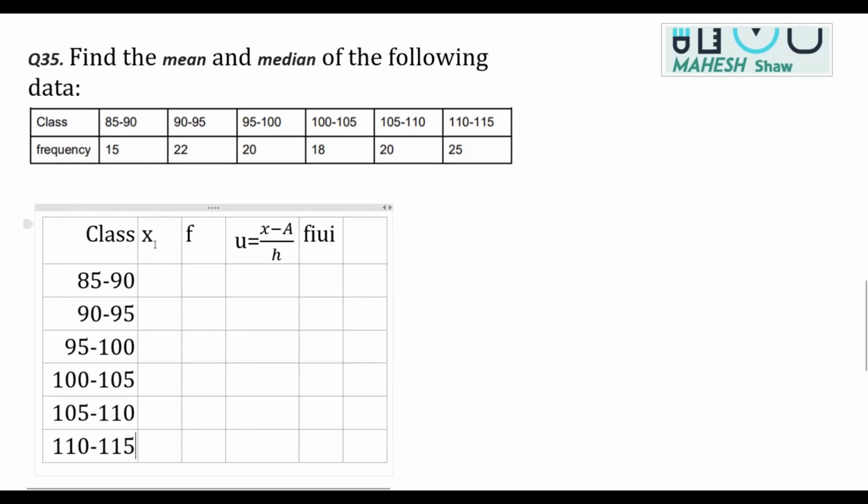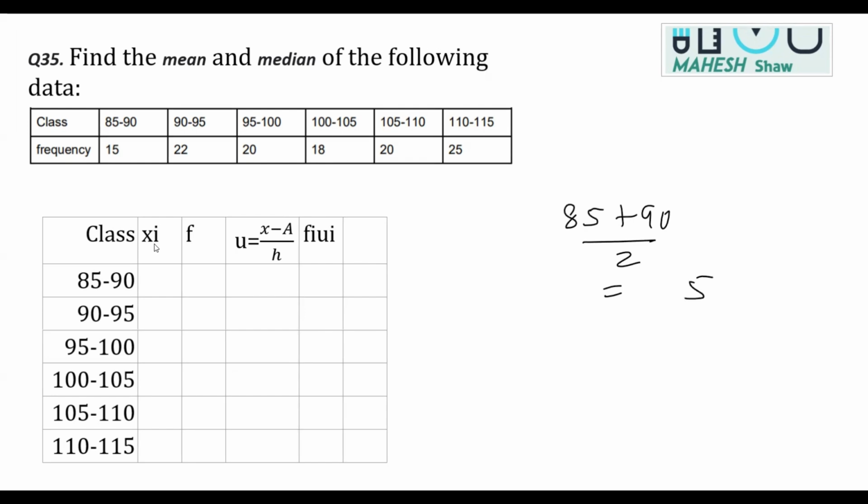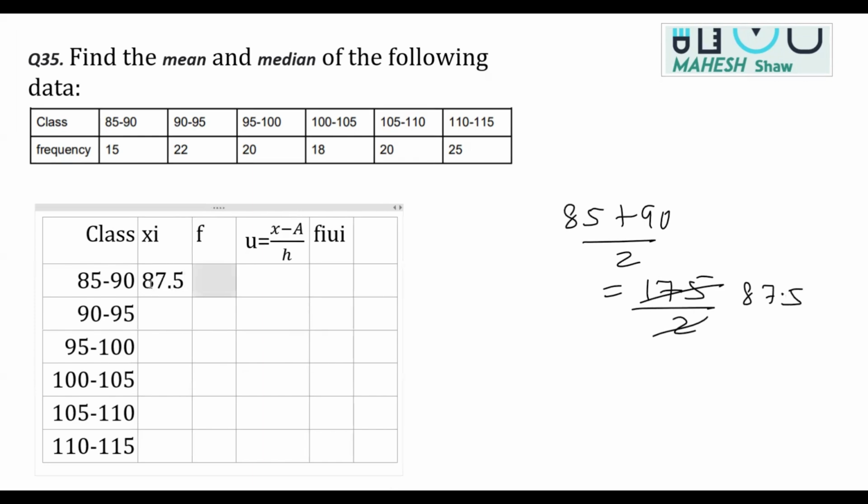Now, once we have written the class, the next thing that we write is the midpoint of this. So how do we get the midpoint? The midpoint, which is also called the class mark, is obtained by the formula upper limit plus lower limit divided by 2. So this is 85 and this is 90, 175 divided by 2 should give you how much? 87.5. So this is their midpoint. Similarly, for the midpoint of the next, it will be 90 plus 95 divided by 2, which is 92.5.